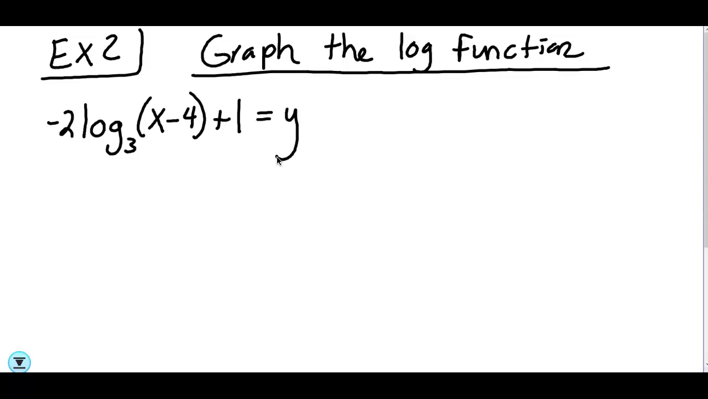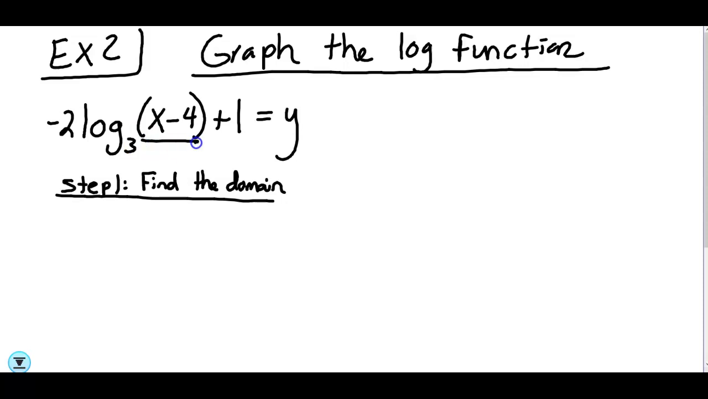Okay. So step 1, you guys. Here we go. Step 1. We want to start by finding our domain. Find the domain. Okay, so that's what we just got through doing on the last example set. So you're going to take this piece here, the x minus 4. You're going to make it greater than 0, and then you're going to solve.